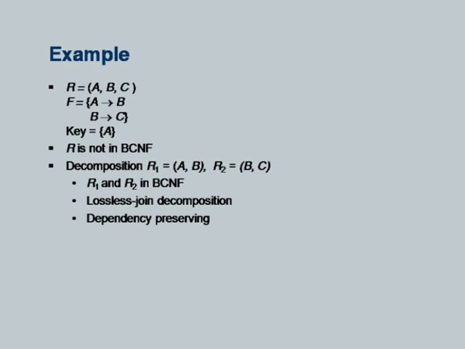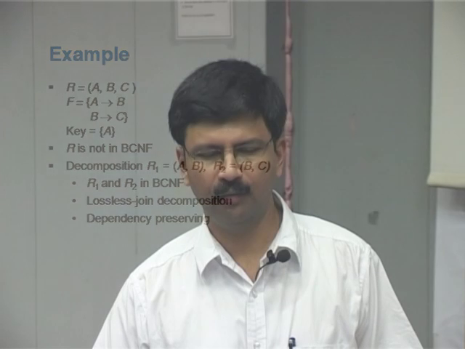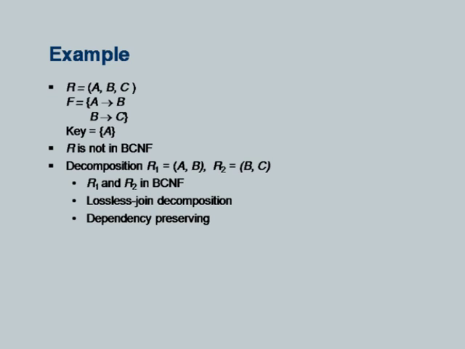Okay. So, now let us come back to decompositions, and this is the same set of dependencies we saw before. A goes to B, B goes to C, and the relation is ABC. Is R in BCNF? That is the first question. Now, if you recall the definition of BCNF, what was it? The definition was, if you have any dependency in F plus, then either it is trivial, that is, alpha goes to beta is such that beta is a subset of alpha, or alpha must be a super key of R.